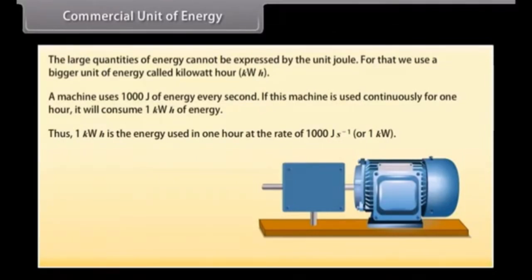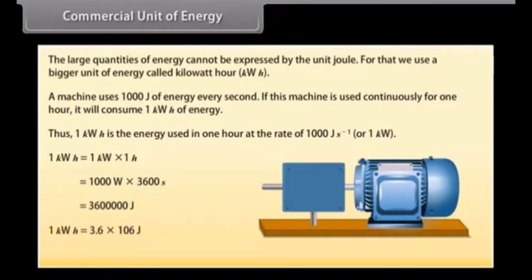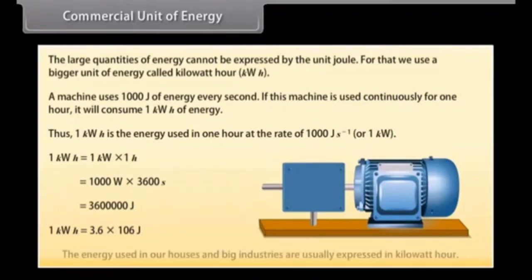So, 1 kilowatt hour is equal to 1 kilowatt into 1 hour is equal to 1000 watt into 3600 s, which is equal to 36 lakh joule. 1 kilowatt hour is equal to 3.6 into 10^6 joule. The energy used in our houses and big industries are usually expressed in kilowatt hour.